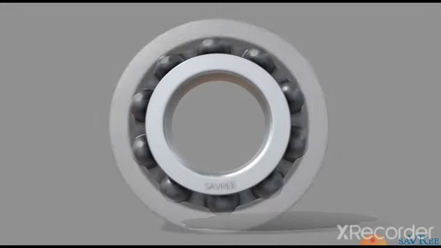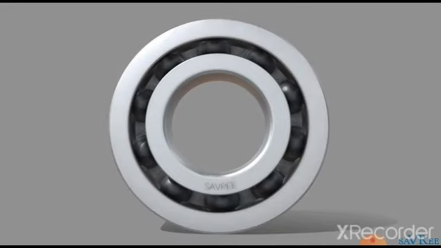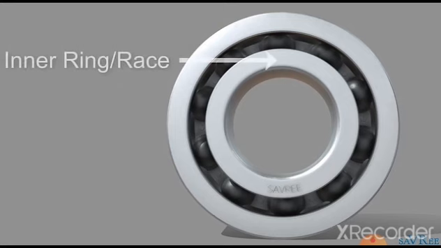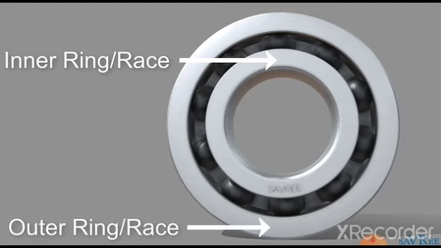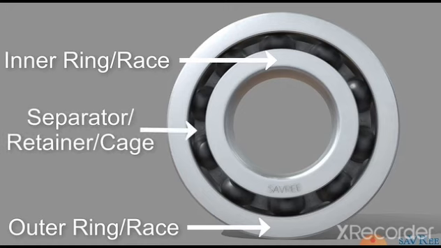One of the reasons that learning about bearings is so confusing is because many of the components have several names. An inner ring is also known as an inner race. On tapered bearings, it will also be known as a cone. The outer ring is also known as the outer race. On tapered bearings, it's also called the cup. The separator is also known as the retainer or cage.